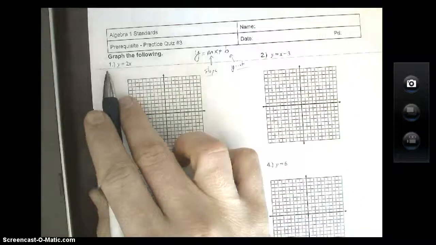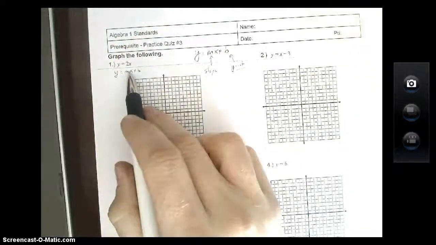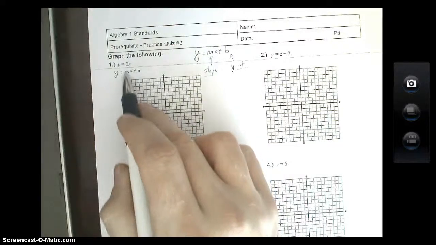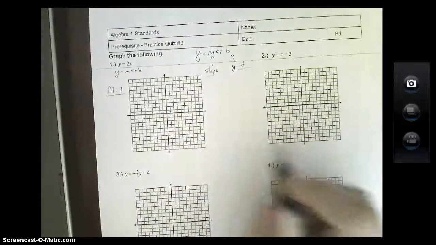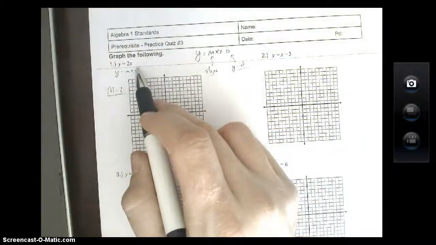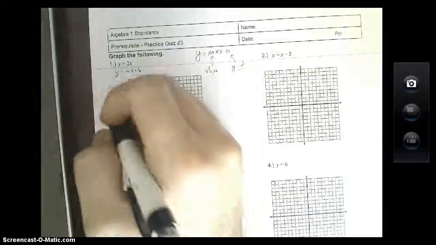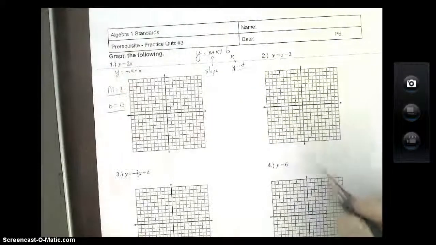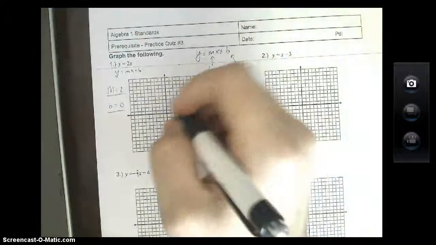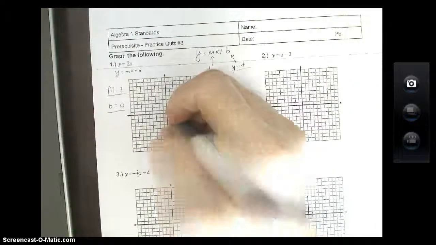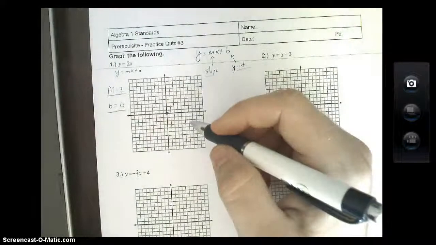So if I look over here, y equals 2x, y equals mx plus b, you'll notice that the m is whatever's in front of your x. In this case, your m is just 2. Your b is whatever's tacked on the end. If I don't have anything tacked on the end, I'm safe to assume that b is 0. B being 0 goes right through the origin, where your x and y axis meet.